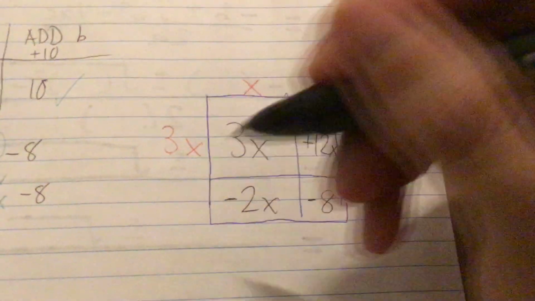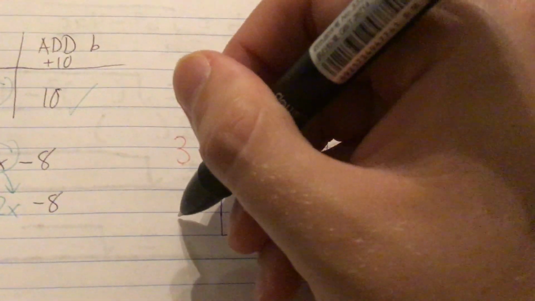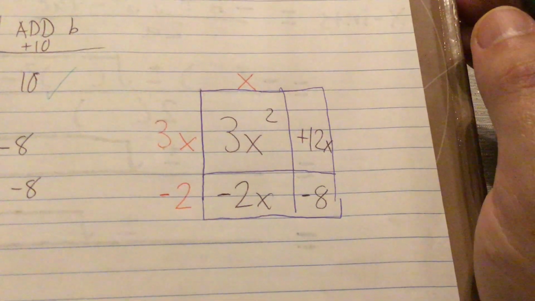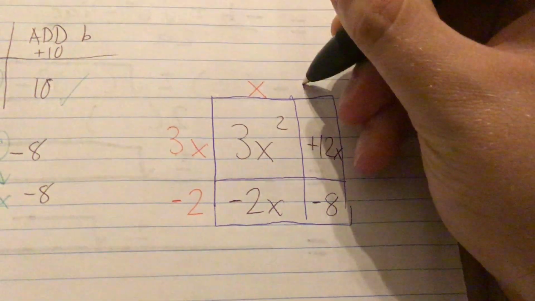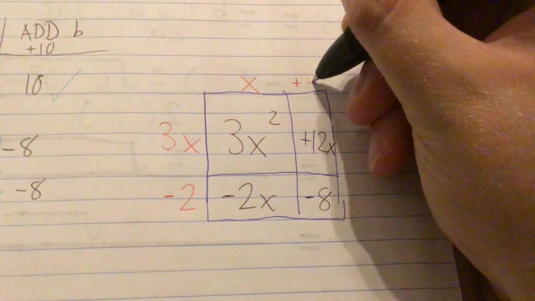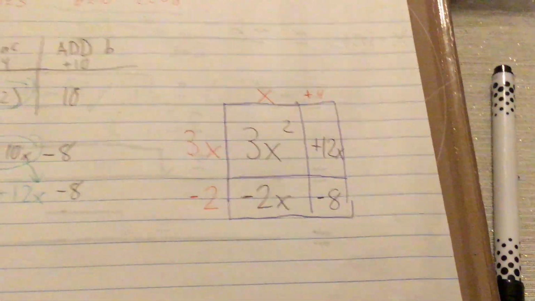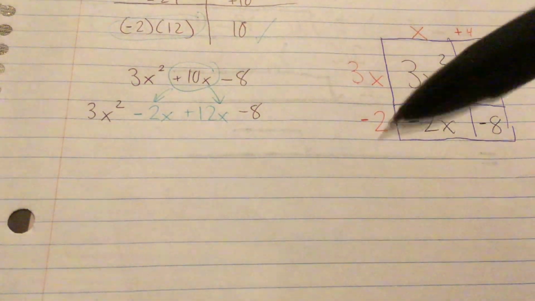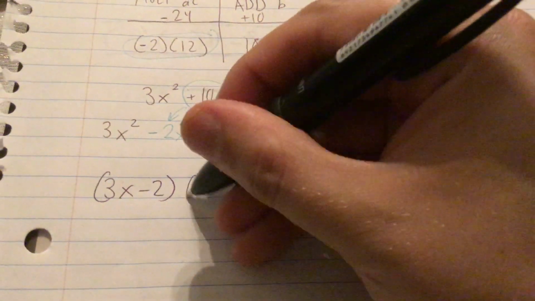Okay, x times what is negative 2x? That would be negative 2. And then 3x times what is positive 12x? Positive 4. Positive 4 times negative 2 is negative 8. That is true. So then I'm going to break this up into a multiplication problem. So one of my factors is 3x minus 2, and the other factor is x plus 4.